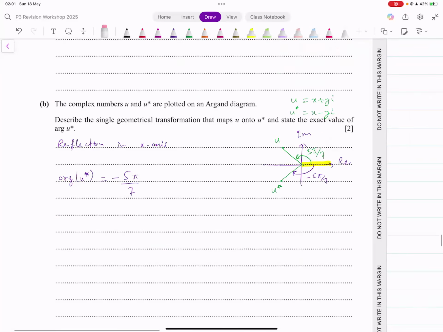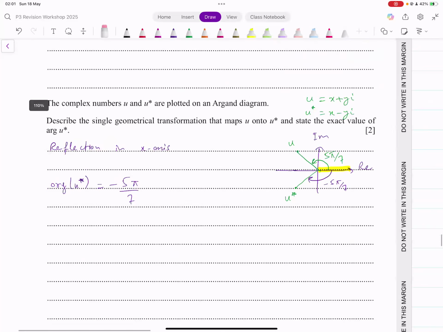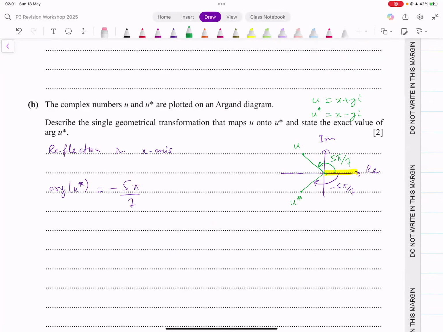Now, this is something that they ask about a lot. If you have a complex number u and its conjugate, they're always reflection of each other in the x-axis, right? Because the imaginary part is opposite. So if you have one point here, the other point will be on the other side. It's always reflection in the x-axis, or you can say reflection in the real axis.